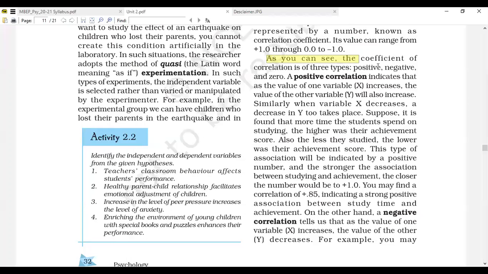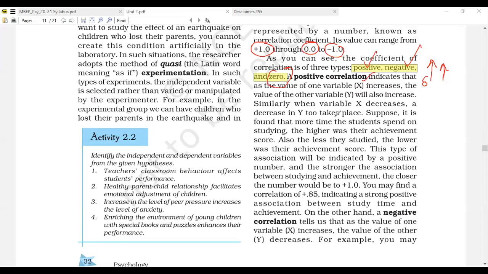Here, as you can see, the correlation coefficient is of three types: positive, negative and zero. What is the positive one? Here you can see the value 1.0 is positive, 0 is zero, and -1 is negative correlation. When the value of x increases, the value of the other variable y also increases. Like if the study time of a student increases, the student's academic achievement increases. This is positive correlation.